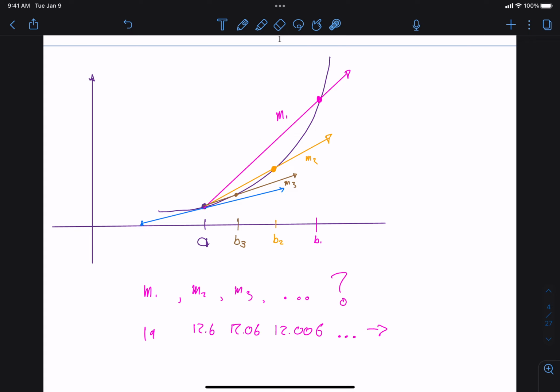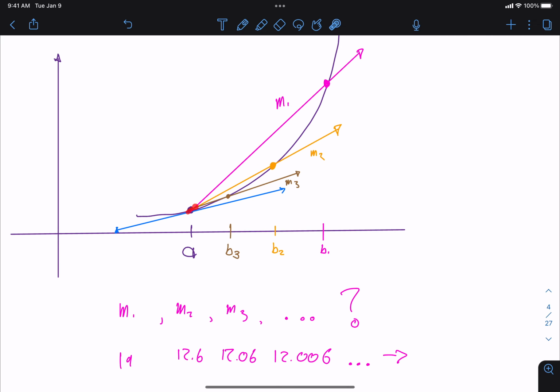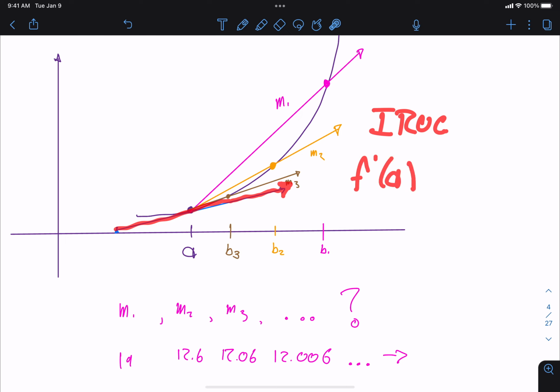But if we want to know what is the slope of the function at a point, what we can do is we can take this slope of the secant line over smaller and smaller intervals, closer and closer to the point, and that can give us an idea of what is going to be the actual slope of the tangent line. And the actual slope of the tangent line is what we call the instantaneous rate of change of f at a, or we call it f prime of a, okay? So it's a number which represents this slope of this tangent line.